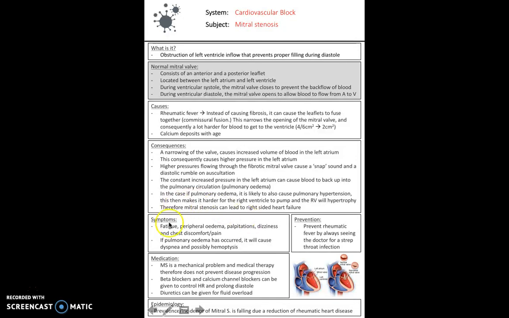In terms of symptoms of mitral stenosis, you may see fatigue, peripheral edema, palpitations, dizziness, as well as chest discomfort or pain. And obviously if pulmonary edema has ensued, you will expect to see shortness of breath and difficulty breathing as well.